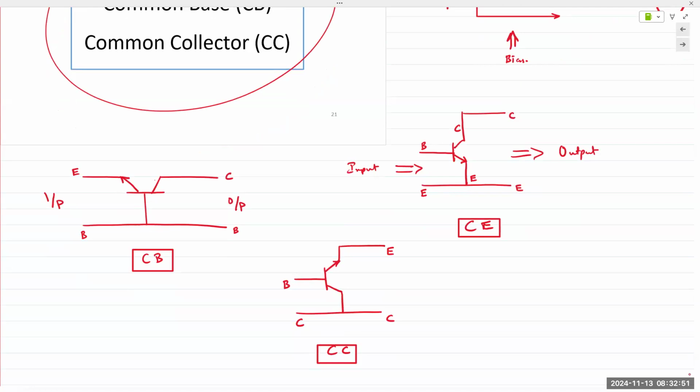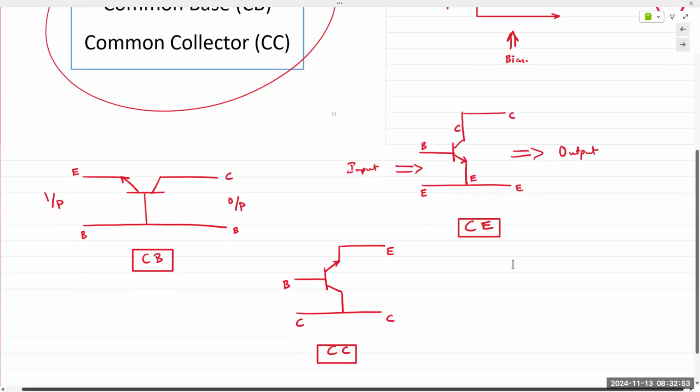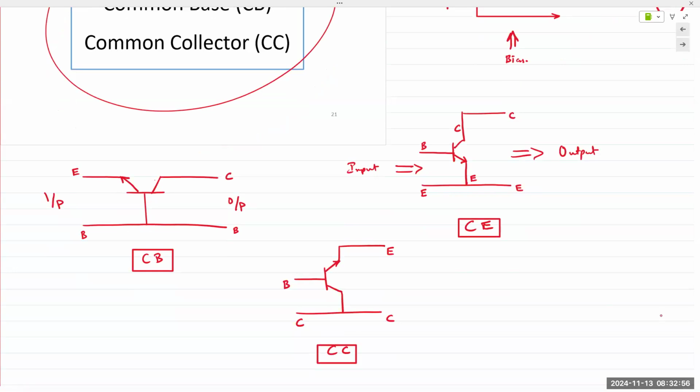You won't find this in many books. It's hardly ever discussed. Most common is, of course, the CE. It's common and it's the most popular. Several reasons being it has high input impedance, low output impedance. It is easy to bias with a single supply. So you can bias both the input and the output sides with a single power supply.